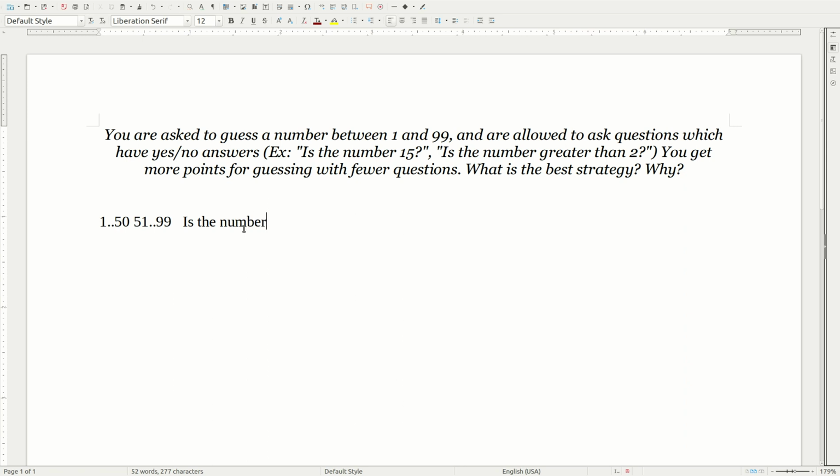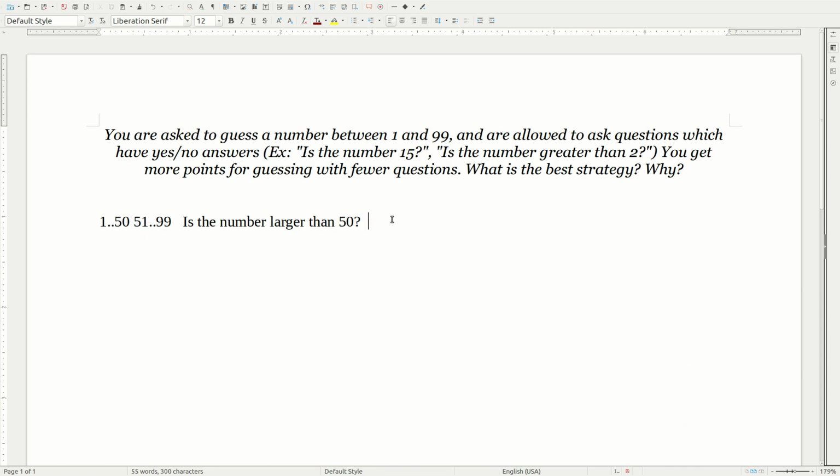So if the person answers yes, then we know that the range for it is 51 to 99. And if they answer no, then we know that the range for it is 1 to 50. And that gives us half the numbers eliminated with a single question, rather than questions like, is the number 1, is the number 2, is the number 3, which would follow more of a sequential kind of approach like we've looked at before. So then we can do this with whatever range is given to us.